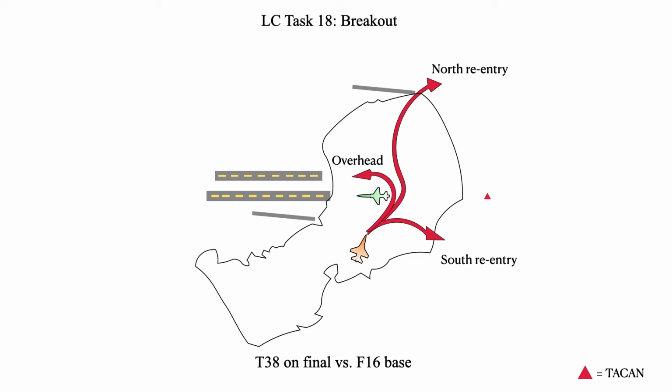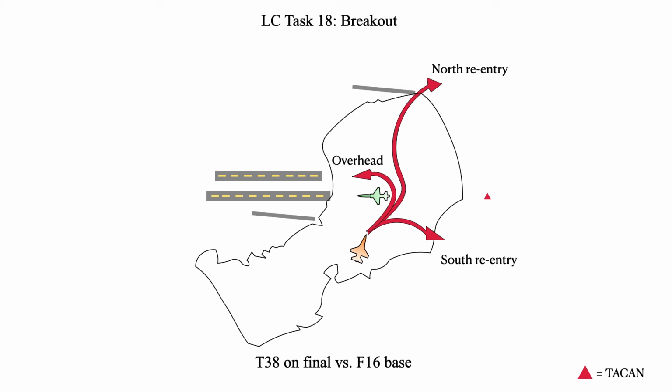Hopefully at this point you have already issued traffic ahead of time and the aircraft has the other aircraft in sight, and now you realize that it's too close, or the pilot advises you that he's too close and seeks additional instructions. So in the event that he sees the aircraft, you could just tell them break out and re-enter at initial, or break out, re-enter north reentry, or break out, re-enter south reentry.